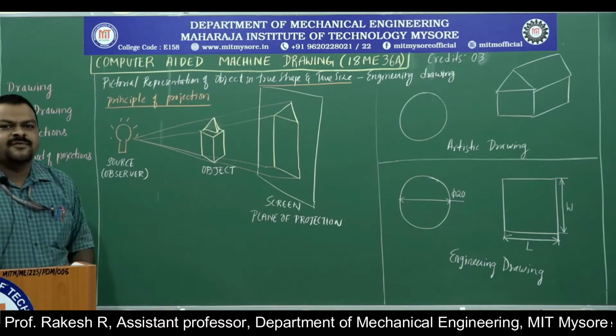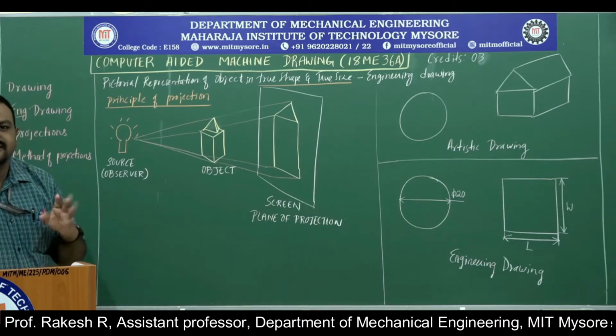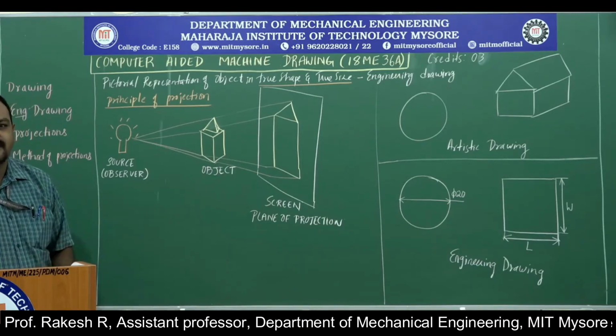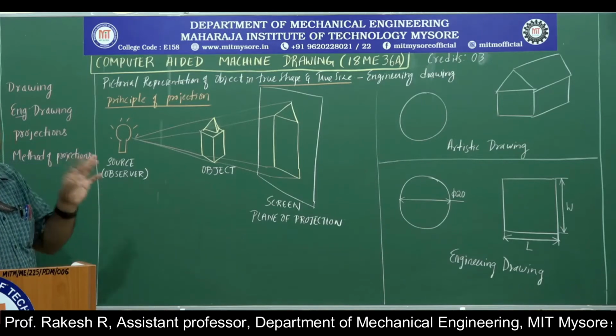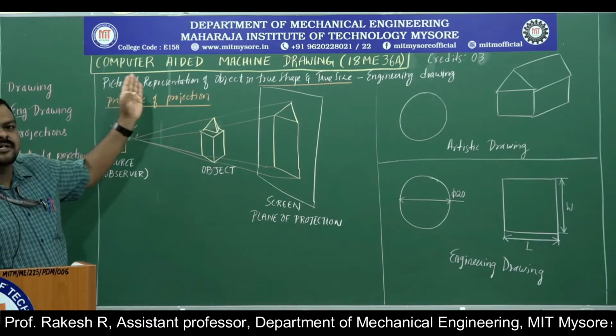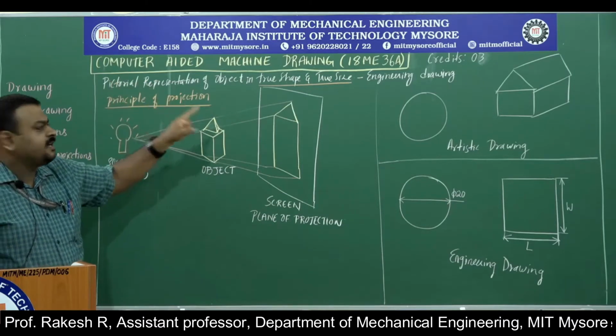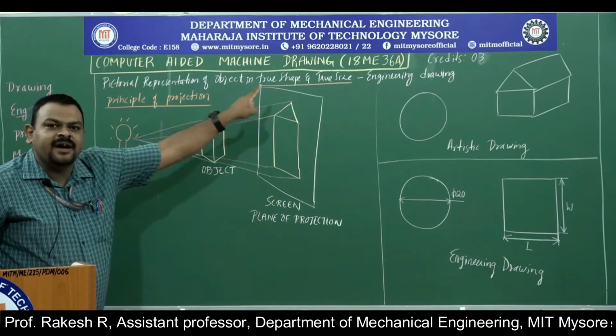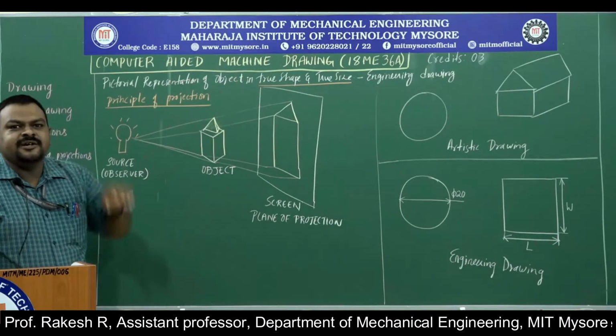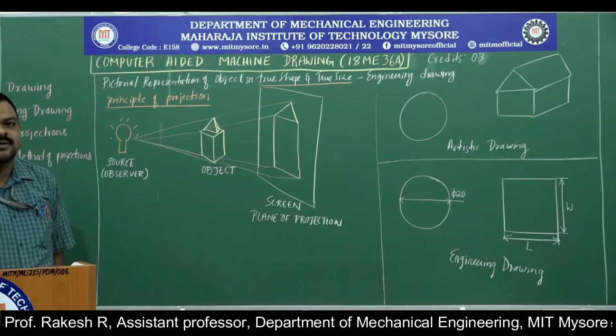There are several types of drawing. One is artistic drawing, engineering drawing, building drawings, etc. Specifically, engineering drawing is also a pictorial representation of an object, but it should be in true shape and true size. In engineering drawing, true shape and true size matters.